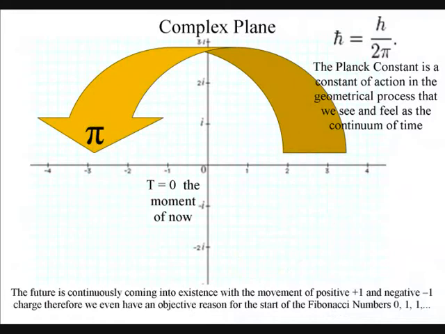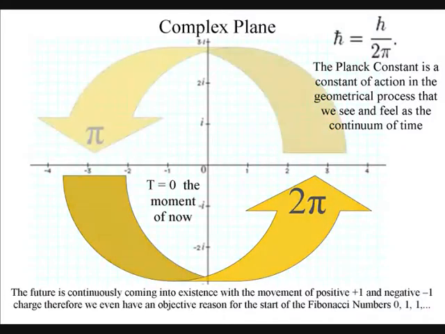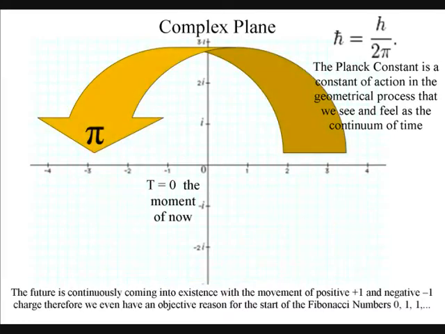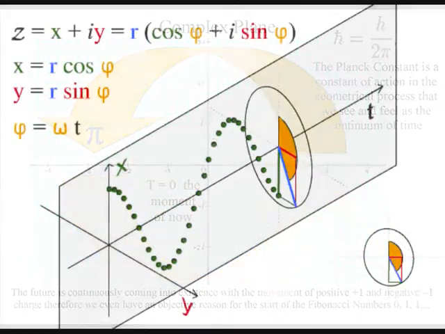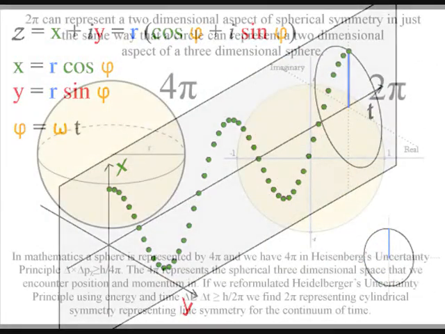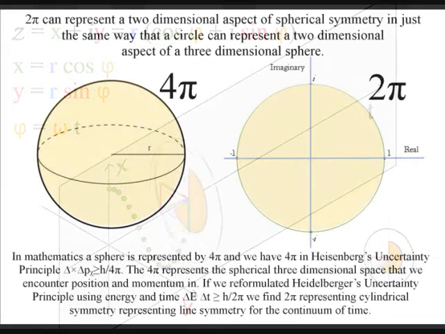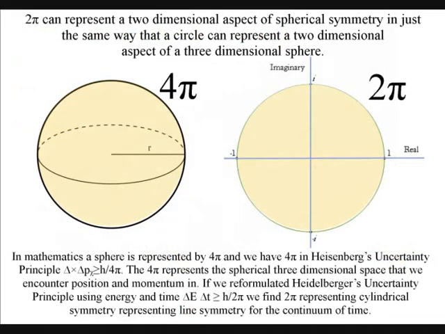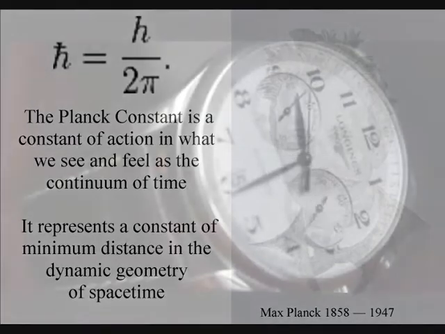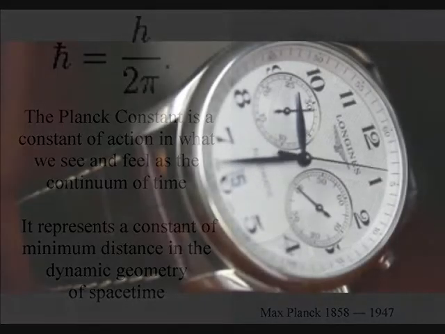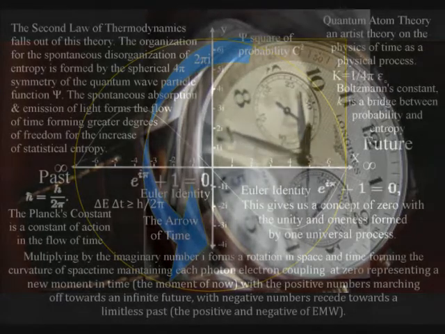In maths, 2π can represent three things. Number one, it can represent a complete rotation on the complex plane. Number two, it can represent cylindrical symmetry that has line symmetry. And number three, it can represent a two-dimensional aspect of spherical symmetry. I will explain these three different aspects of 2π within one universal process, with the Planck constant being a constant of action in the dynamic geometrical process that we see and feel as the passage of time.